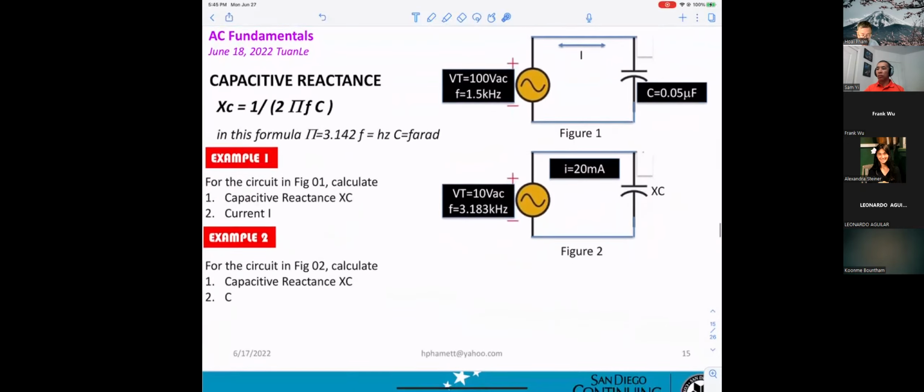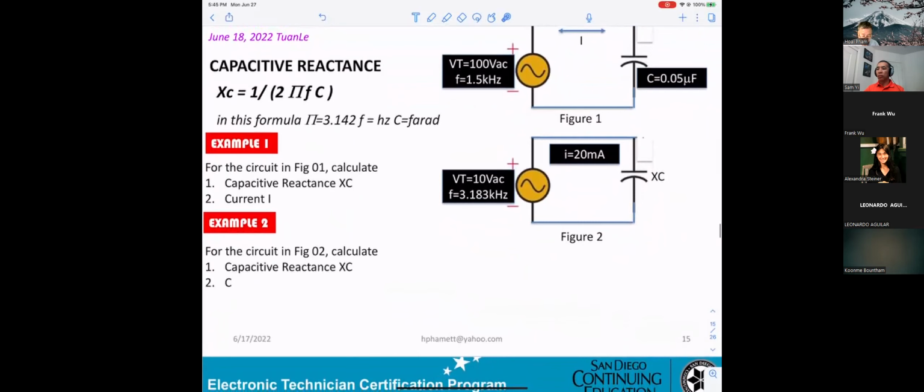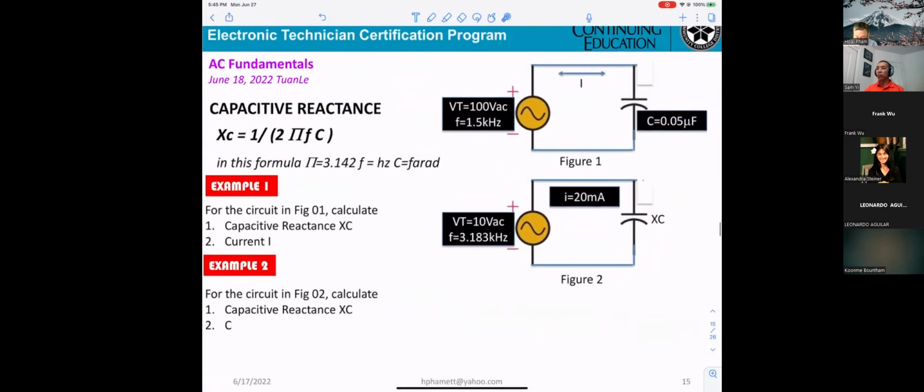Okay, and we also already went through the circuit here. They give you V total, frequency, and C, and they want you to calculate the IC. IC equals 1 over 2 pi FC.